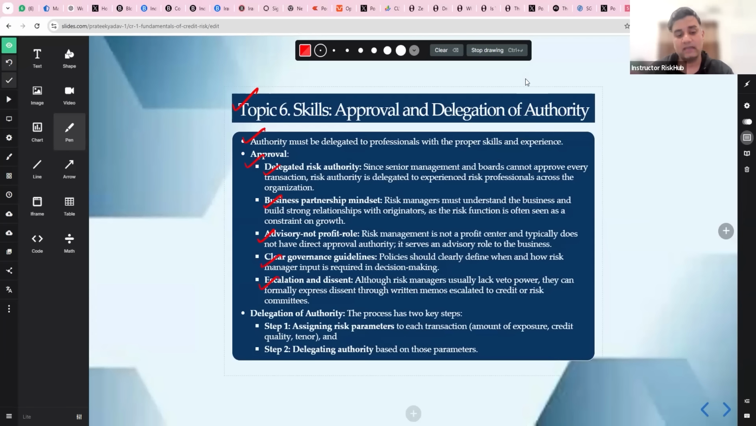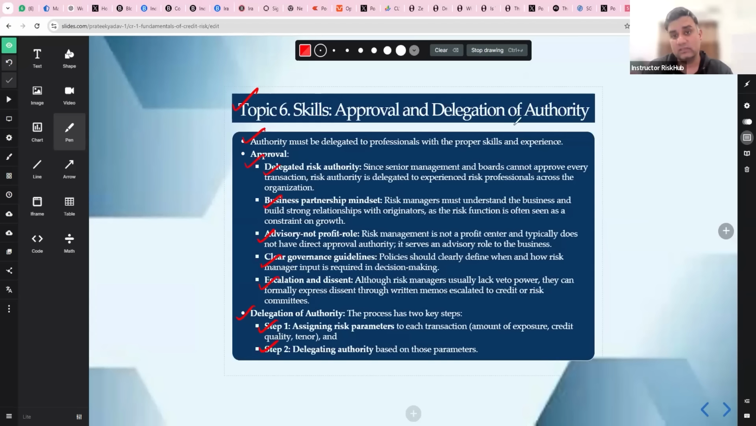Then we have the delegation process, which is a two-step process. Step one is about assigning a risk parameter. Each transaction has exposure amount, credit rating, and tenor. This determines your risk level. Step two is to delegate your authority based on your risk. Low exposure plus high credit quality means a lower level of approval; high exposure and low rating means senior committee approval. This is risk-based scaling and risk-based approvals.